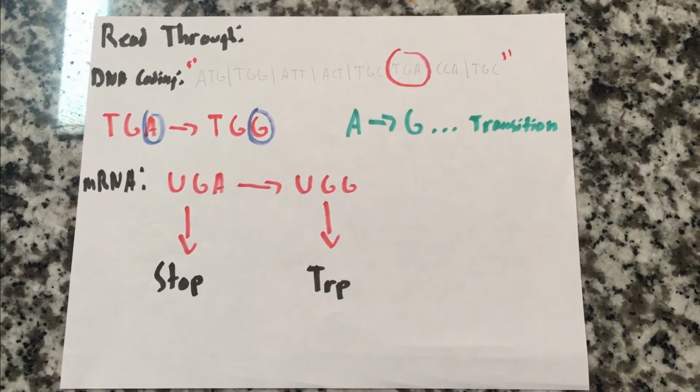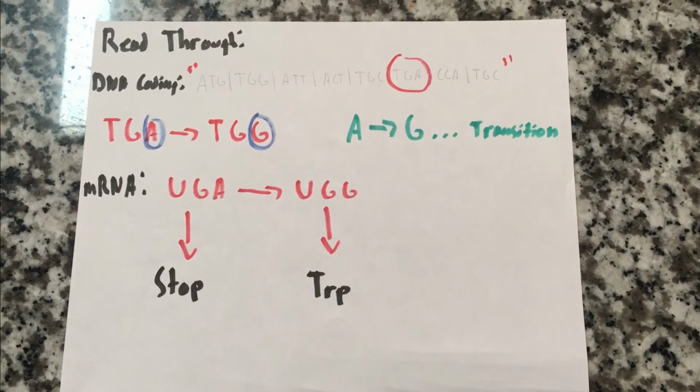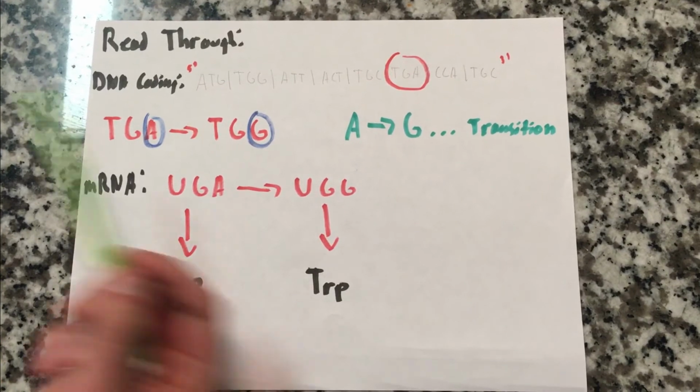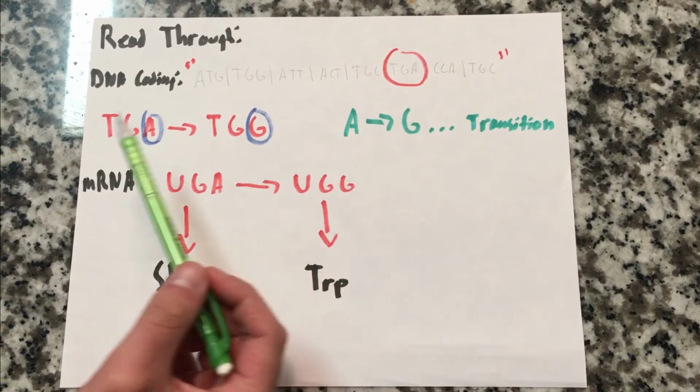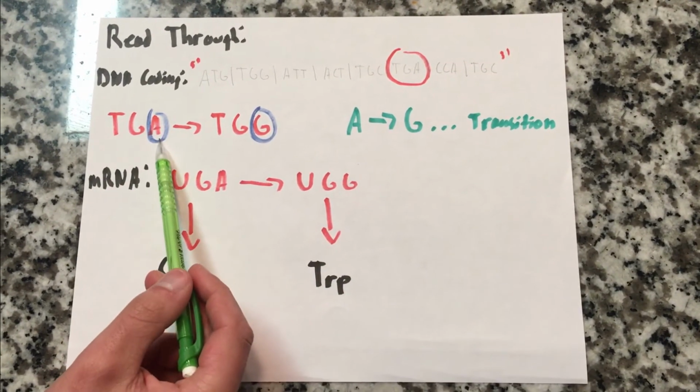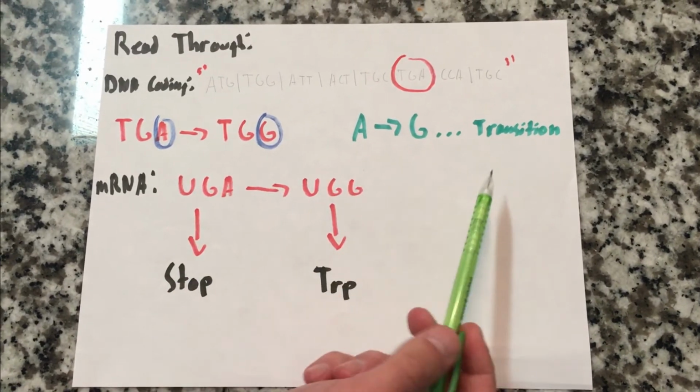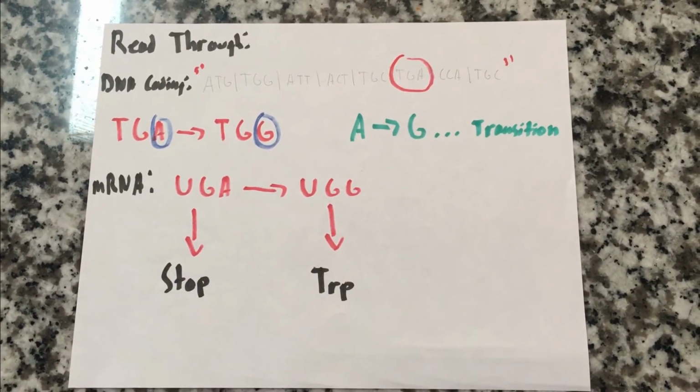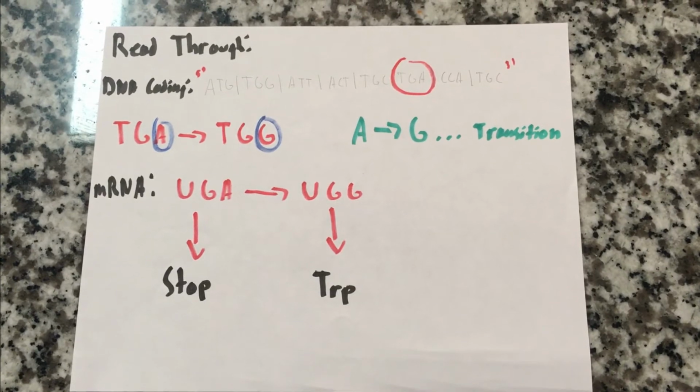The third example of a point mutation is a read-through. We're going to zoom in for this one on our stop codon for our DNA, which is going to be TGA. Our A is going to switch to a G, and it's going to be a transition. Again, it's switching from purine to purine, so that's a transition.